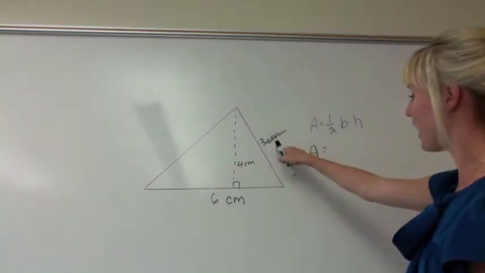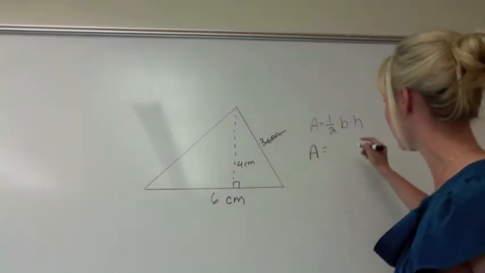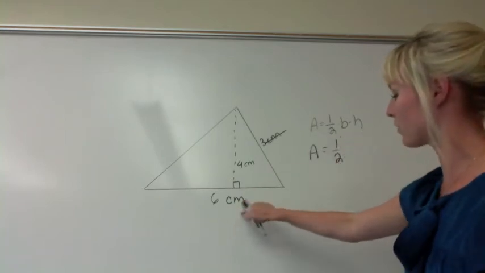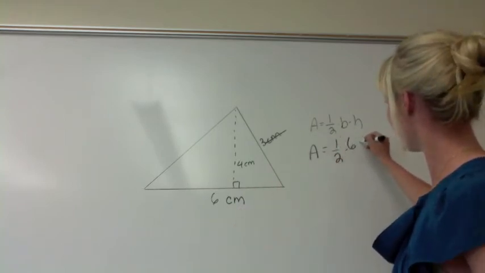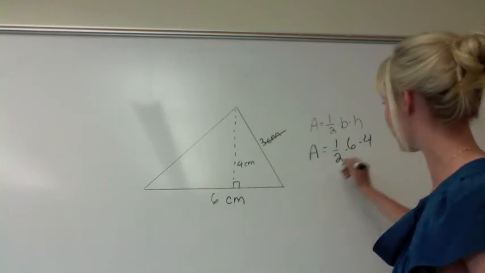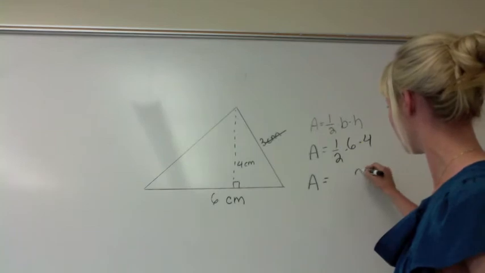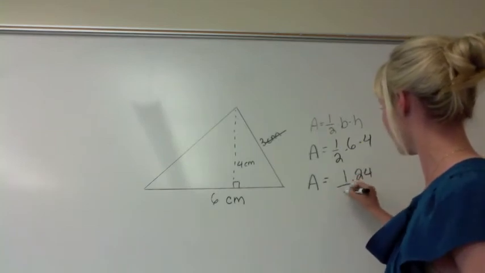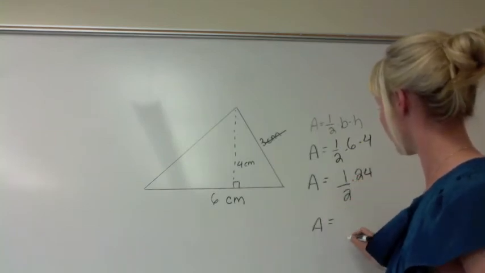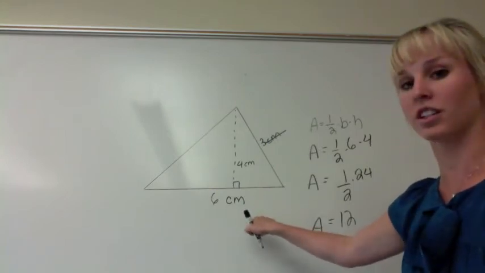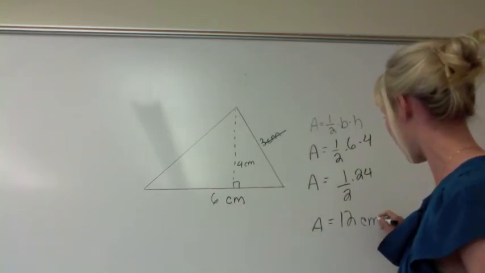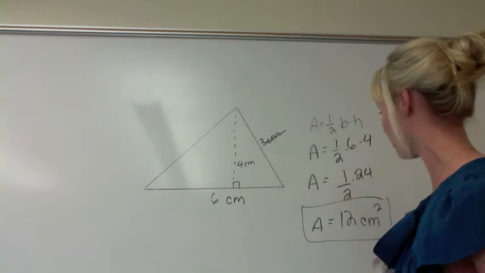So we know that the height isn't 3. We know it's 4. So I'm going to plug in 6 for the base and the height of 4. And I'm just going to simplify. Area is equal to half of 6 times 4, which is 24 times 1/2. Well, that has to be 12. And again, our units are in centimeters this time, and we have to have that squared sign. It's very, very important to have that.